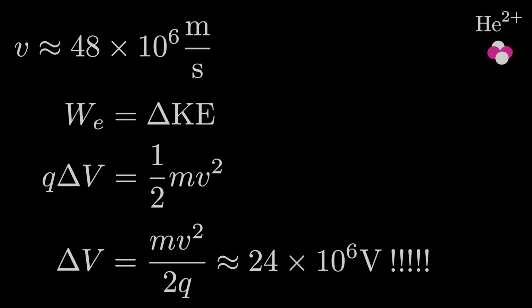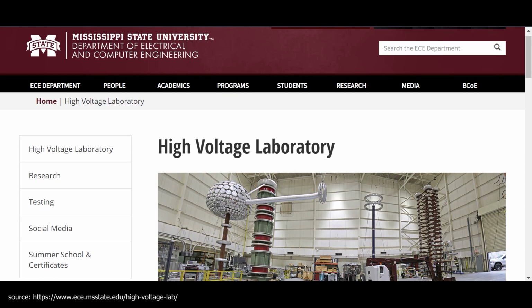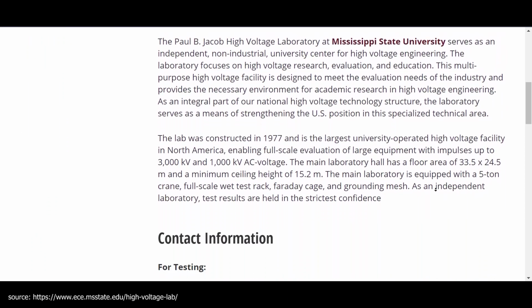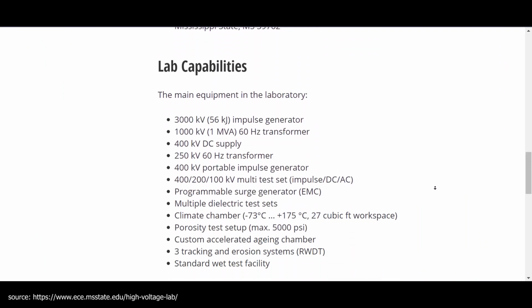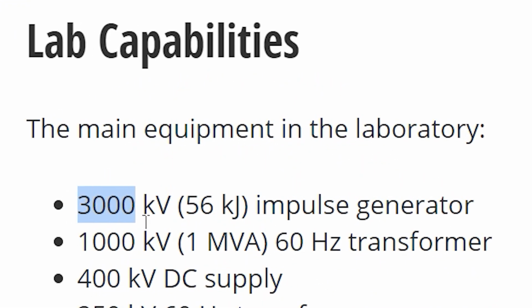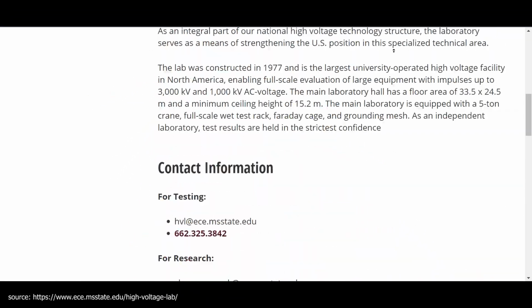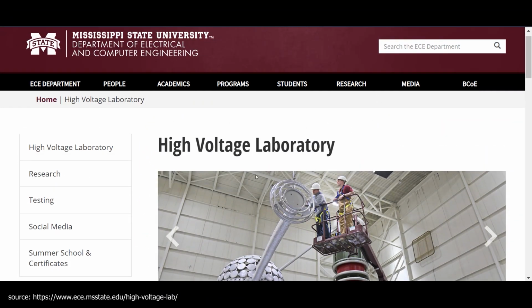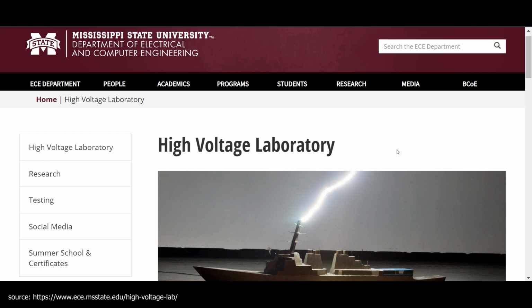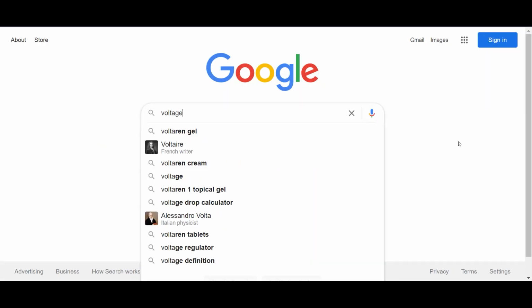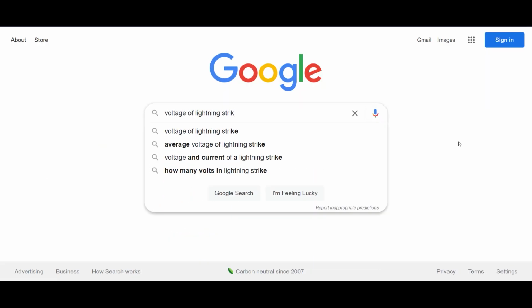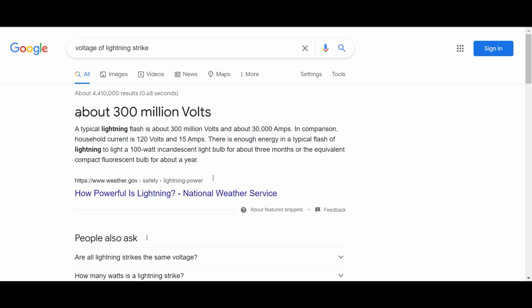That's an insane potential difference we have to accelerate through. To put that in perspective, the high voltage laboratory at Mississippi State University boasts impulse voltages up to 3 million volts, which is only an eighth of the voltage we need. And this is at a high voltage laboratory. That's literally their job. They have one job, and it's to produce high voltages. Lightning strikes generate a typical voltage around 300 million volts, so the voltage we need to accelerate our tiny alpha particles is around 1/10 of a lightning strike.